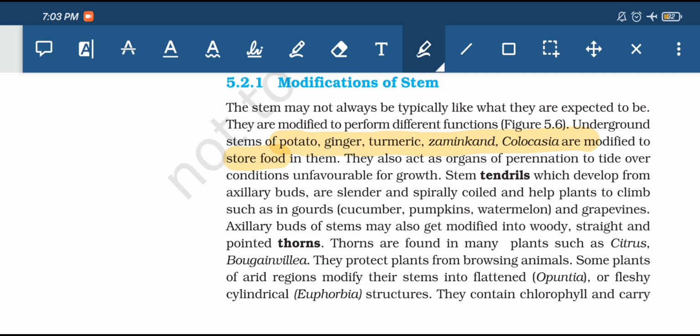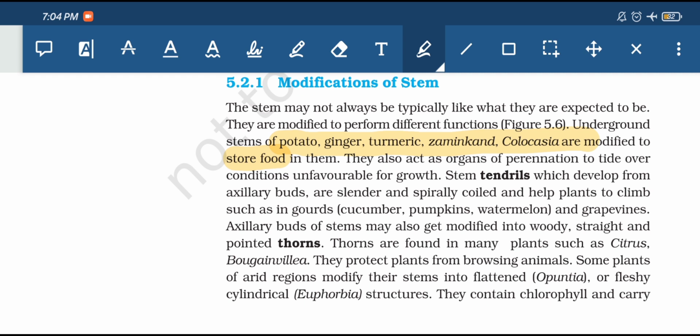They also act as an organ of perennation to tide over conditions unfavorable for growth. That means when the conditions are very much unfavorable for growth, this helps the plant go through the situation.